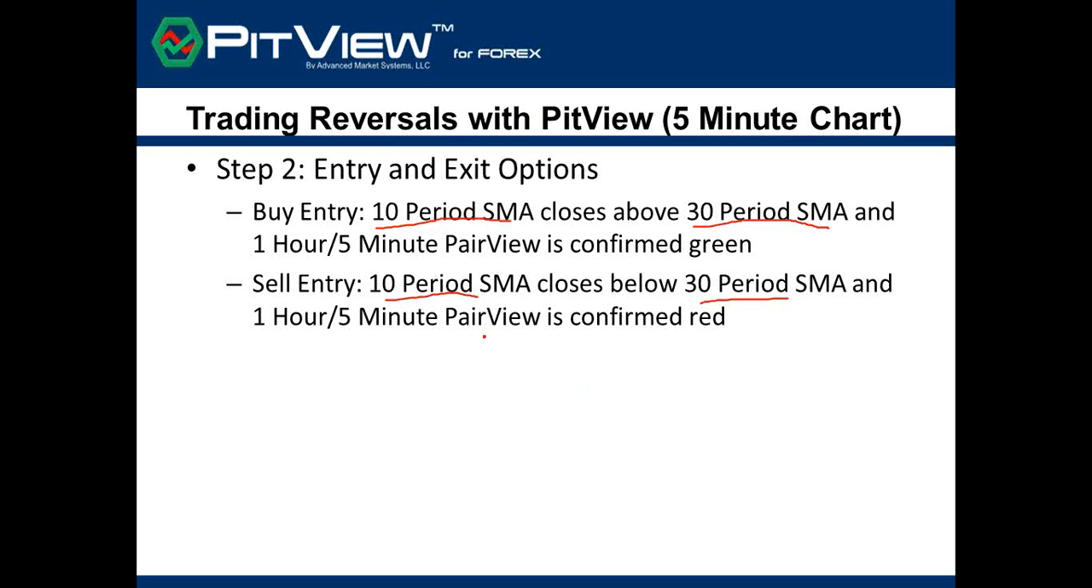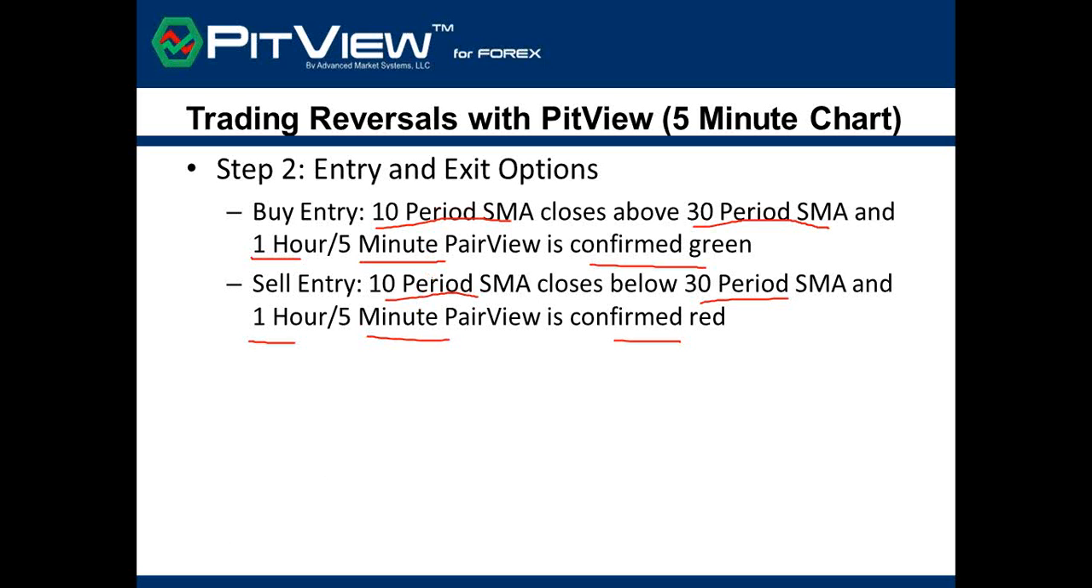For one thing, in order for us to take a trade, we need for it to have exerted its range for the day, or 80% of it. And in order for us to get a buy entry, same thing. We need the 1 and 5-minute PitView. It has to be confirmed green. And the 1-hour, 5-minute pair view, if we're getting a sell signal, has to be confirmed red when the cross occurs.